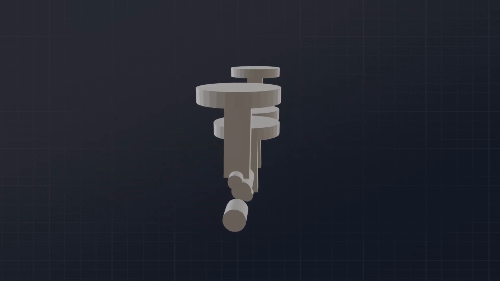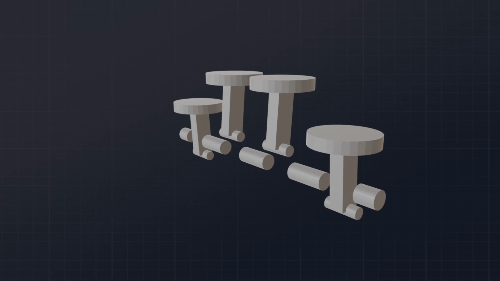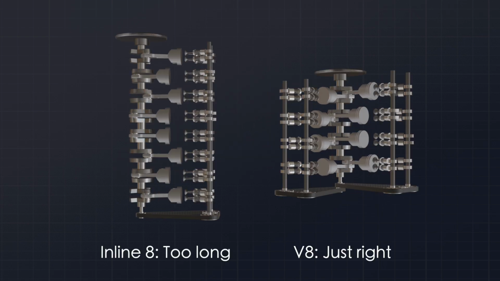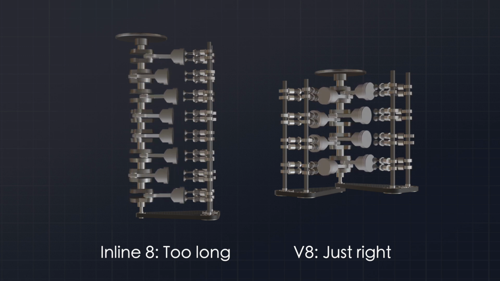But as you probably know, not all engines have a single row of cylinders. An engine like a V8 has multiple banks, so you can fit more cylinders and get more power while still keeping the engine short enough to fit in a car's engine bay.